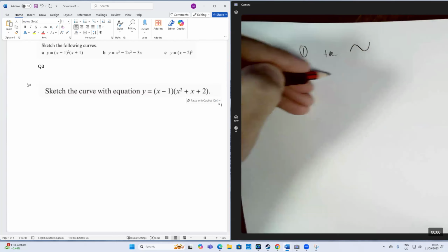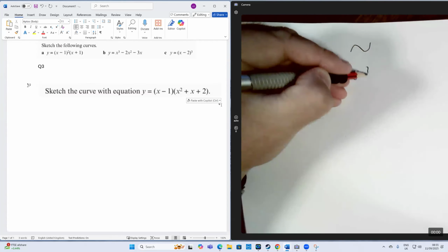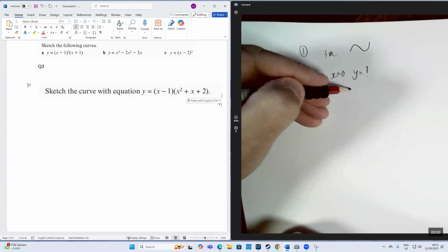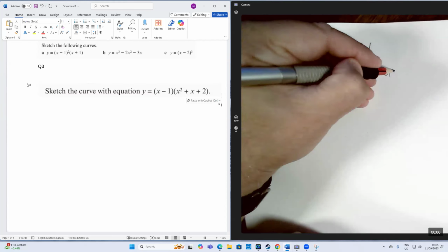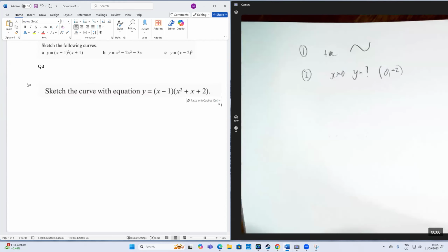Question 2, you may remember, is when our x equals 0, what is our y? And in this equation, when x is equal to 0, the y is going to equal minus 2. So the point of intersection with the y-axis is 0, minus 2.